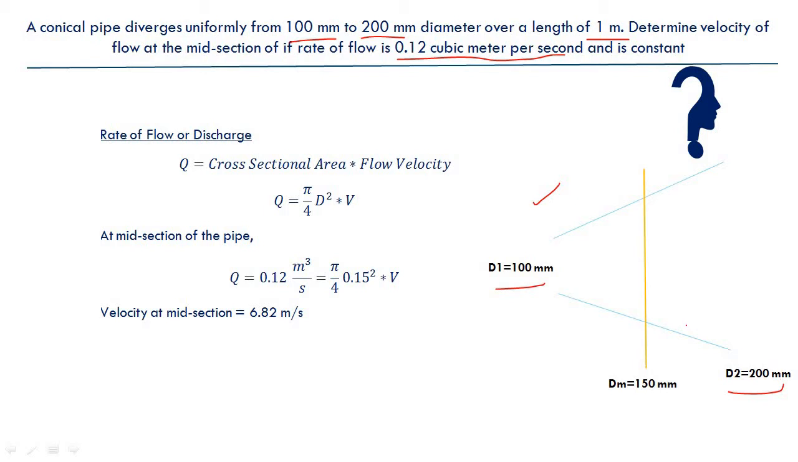So what is it? Is uniform divergence. So what is the diameter at the midsection? Length is 1 meter. So at the middle, what will be the diameter? It is the half of the sum of the diameters of the inlet and outlet sections. So that is 100 plus 200 divided by 2, that is 150 mm. So at the midsection, the diameter is 150 since the conical pipe diverges uniformly from inlet to outlet. So we need to find out the velocity at the midsection where the diameter is 150 mm.